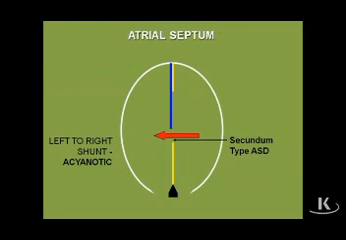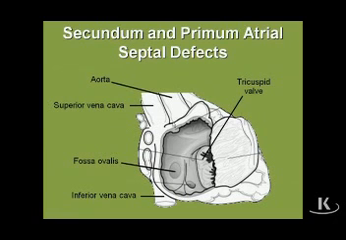Because that defect has nothing to do with the endocardial cushion, it has nothing to do with neural crest migration. So secundum type ASD is not a neural crest migration defect and therefore is not associated with other neural crest migration defects. It is a defect relating to an excessive amount of apoptosis of the septum primum.